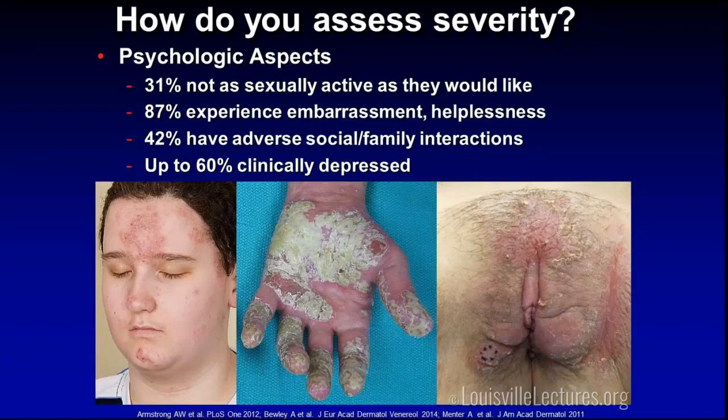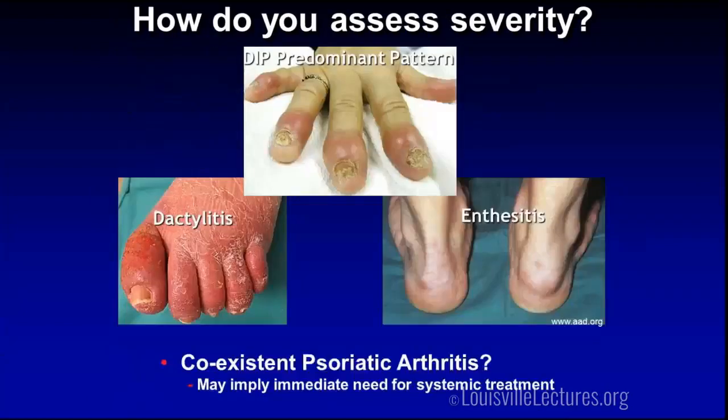Additionally, as we mentioned initially, psoriasis has a tremendously negative impact on patients' psychologic health. And again, a patient can have mild body surface area involvement, but if that disease is affecting the face or the genital areas, it has a tremendous impact on the patient's life, with studies showing that upwards of 90% of patients experience embarrassment and helplessness because of their psoriasis, and up to 60% really meet diagnostic criteria for clinical depression. So again, I think we'd all consider that sort of impact as being severe disease despite the amount of body surface area involved.